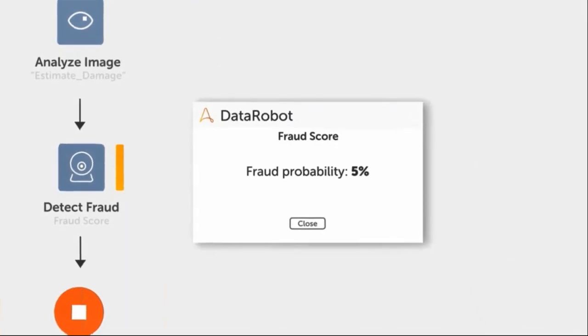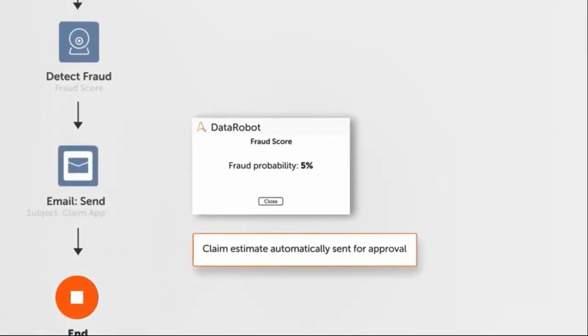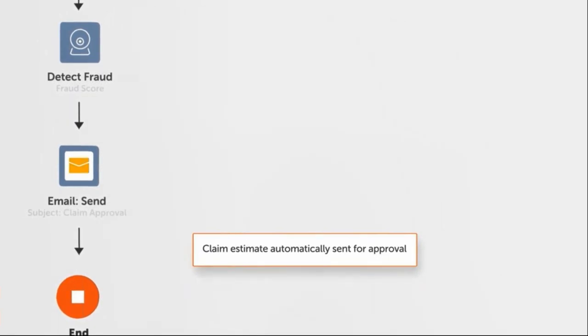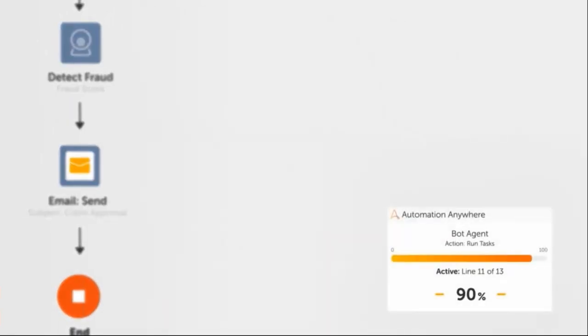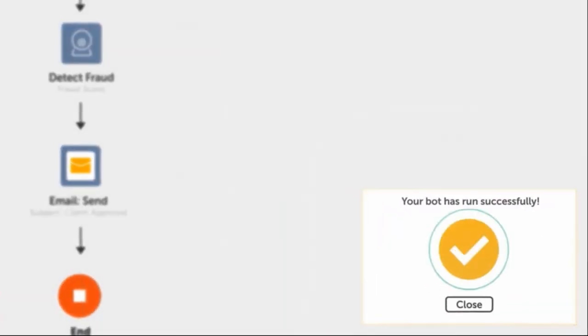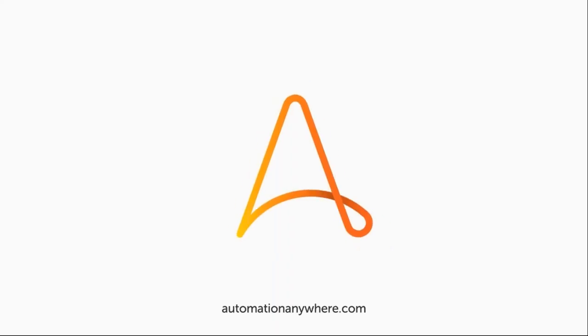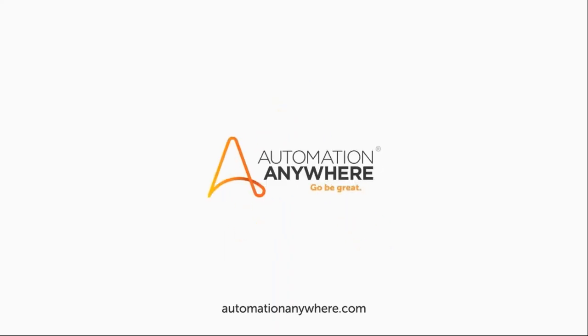And then the data robo model is also giving you a fraud probability. In this case, it's 5%, so that means it's a negligible score. And then the bot, based on the rules defined, decided that it is okay to approve this particular claim. So that's how you can integrate the power of the core platform along with third-party AI models to build end-to-end automations.